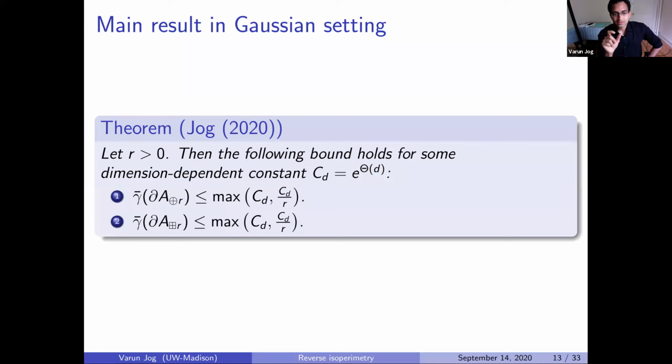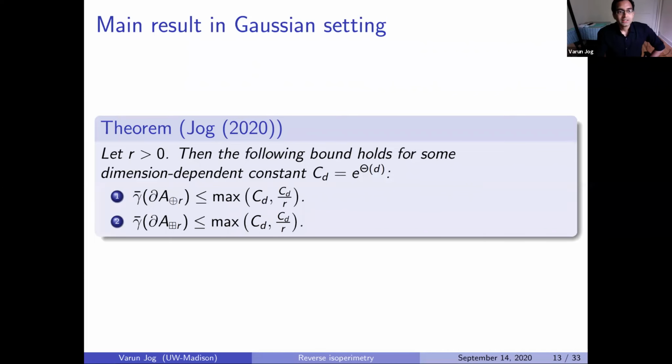There is a reason why there is a max term there, because recall that a half space has a Gaussian surface area which is actually a constant independent of dimension, and a half space can also be thought of as an infinite parallel set of some other half space. That's why you can't expect your upper bound to go down to 0 as R goes to infinity. So that's why you get this max term between a constant and a constant over R.